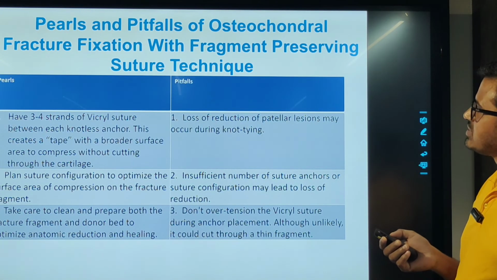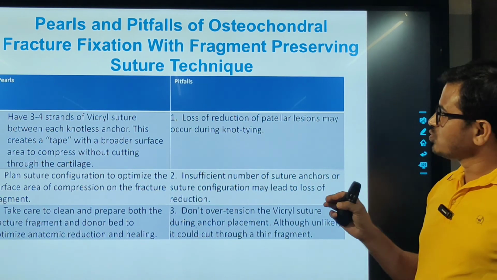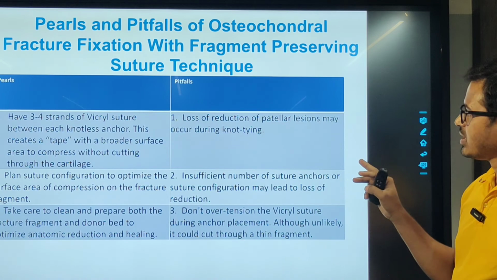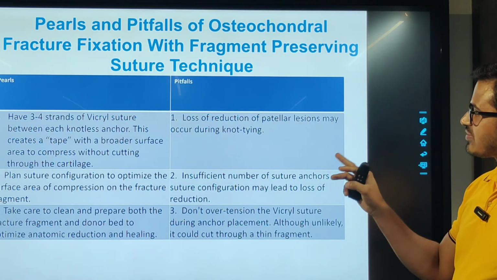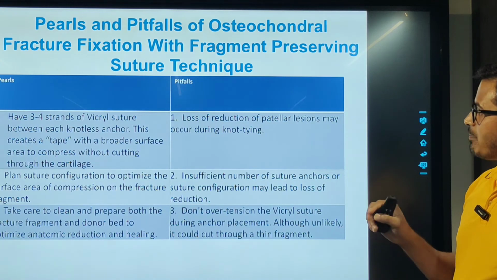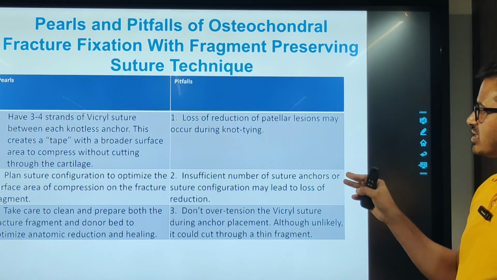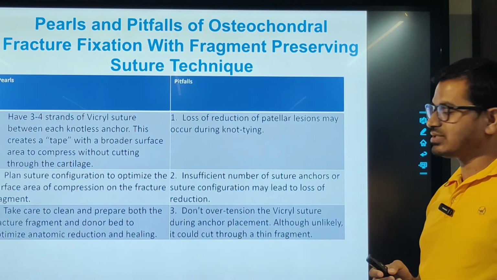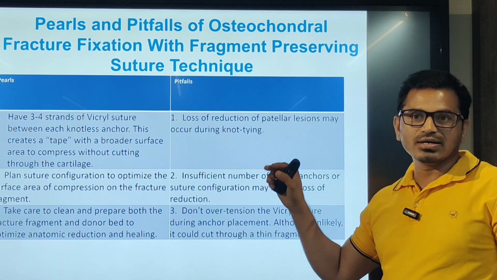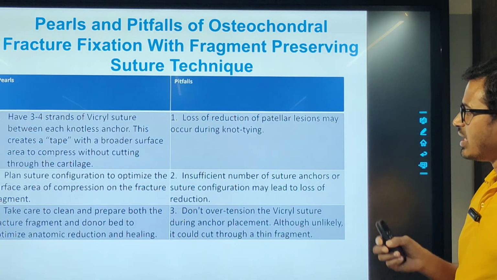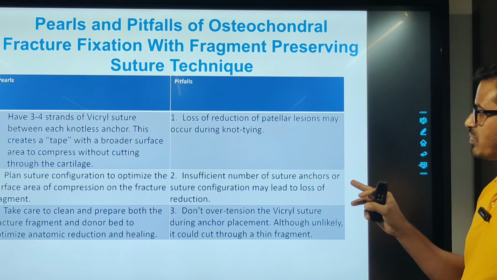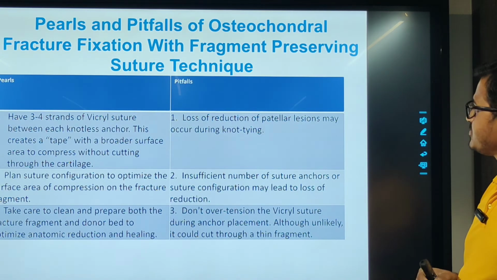Pearls and benefits. We have to use at least 3 to 4 strands of vicryl suture between each knotless anchor. This creates a tab with a broader surface area to compress without cutting through the cartilage. We have to plan the suture configuration to optimize the surface area of compression on the fracture fragment. We have to do it before starting the fixation. Another, take care to clean and prepare both the fragment site and donor bed to optimize the anatomic reduction and healing.